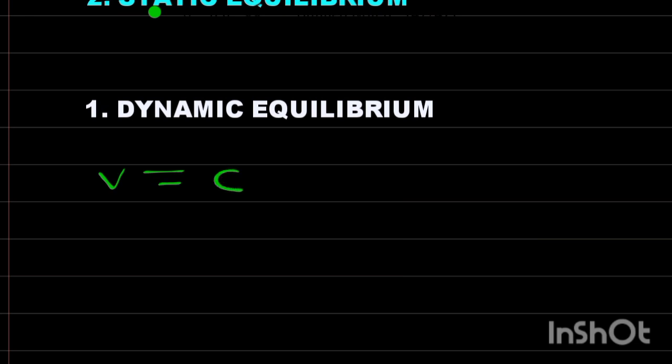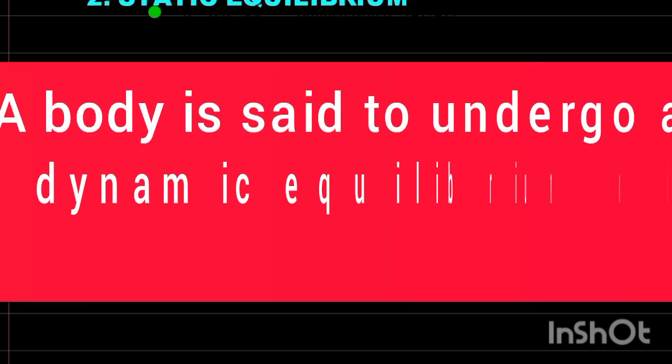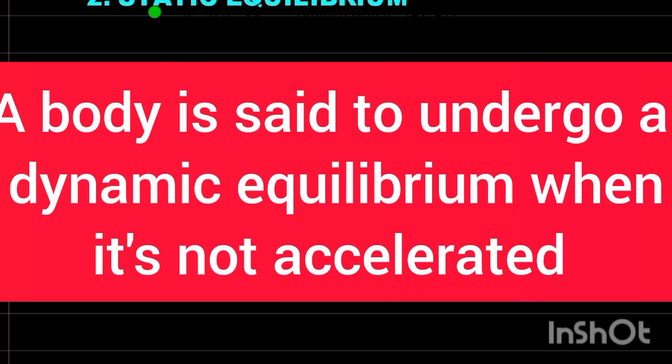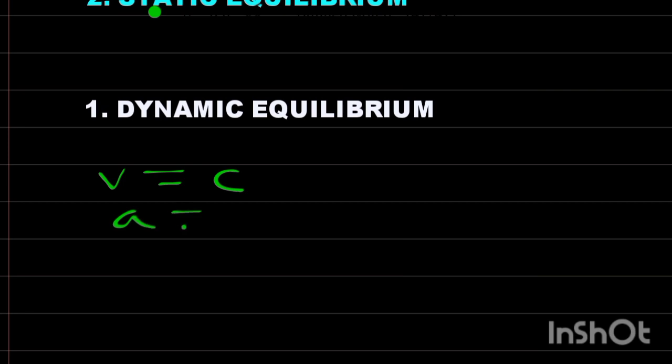V is equal to what? Constant. Whenever a body is moving on a straight line or in a circular path with a constant velocity, then the body is said to be in a state of dynamic equilibrium. We can also define dynamic equilibrium as a state in which the body is not accelerated while moving either in a straight line or on a circular path. So when there is no acceleration, that means in dynamic equilibrium, acceleration is equal to what? 0, while velocity is equal to what? Constant. Velocity is constant in dynamic equilibrium. These are the two conditions for us to have dynamic equilibrium.